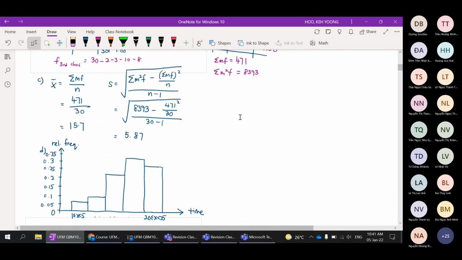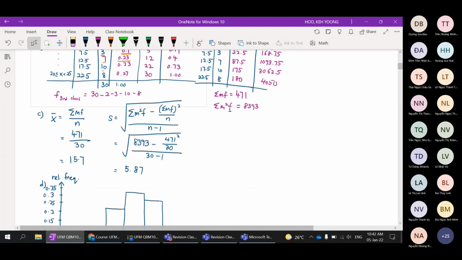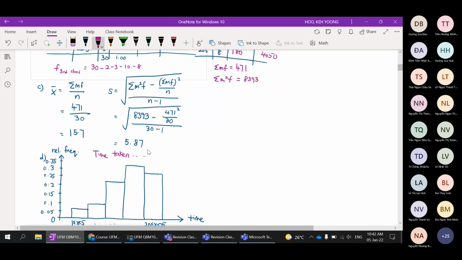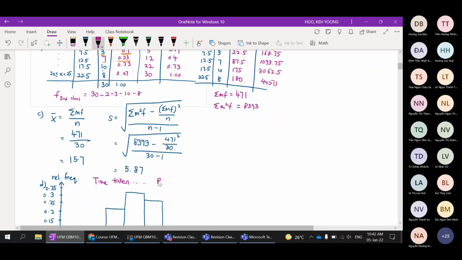Okay, we also have the title. Since the title is given, time taken to complete a marathon run, you just write down the title on top of the graph. Time taken to complete a marathon run. Write the title on top.